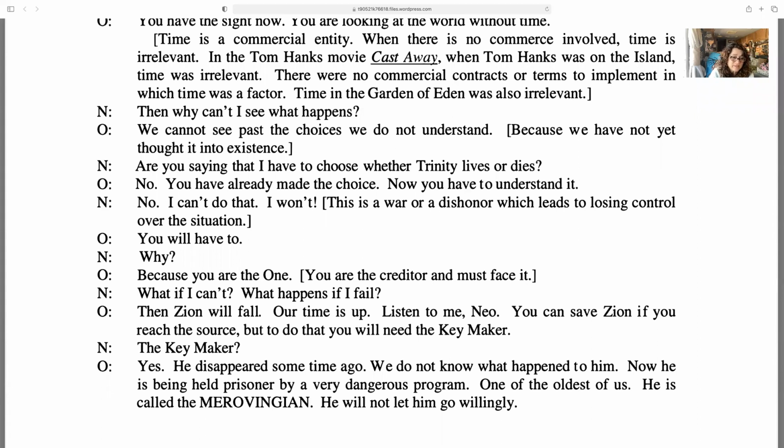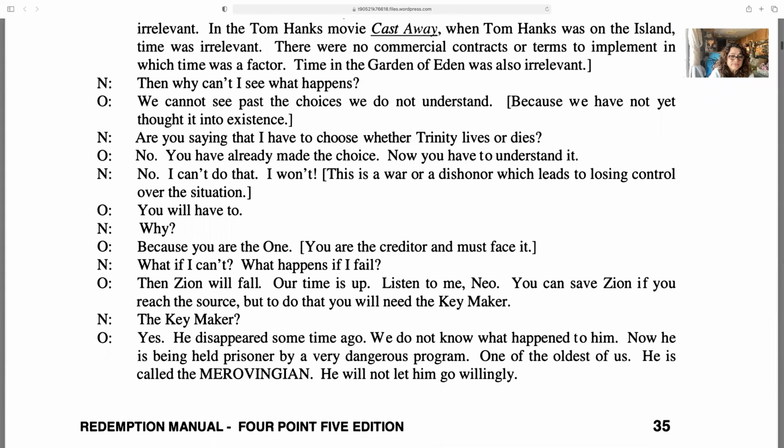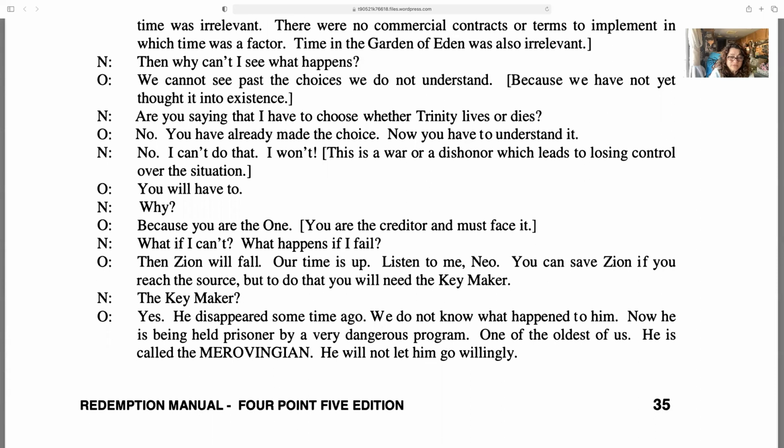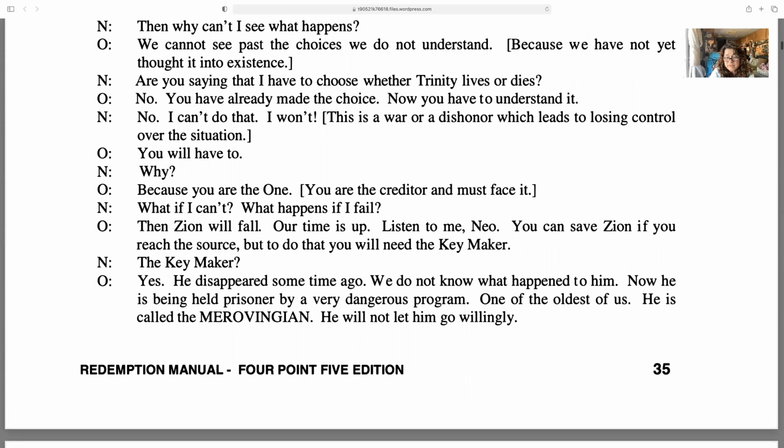Neo, what if I can't? What happens if I fail? Oracle, then Zion will fall. Our time is up. Listen to me, Neo. You can save Zion if you reach the source, but to do that, you will need the Key Maker. Neo, the Key Maker? Oracle, yes. He disappeared some time ago. We do not know what happened to him.